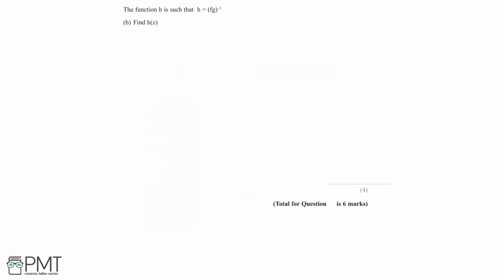Now in part B, we're told that the function h is such that h is equal to (fg)^-1. And so we need to find the function h(x). Now the first thing that we can identify is that (fg)^-1 is the inverse function of fg. And so in order to solve this problem, we can start by finding fg, and then we can find the inverse in order to find the function h.